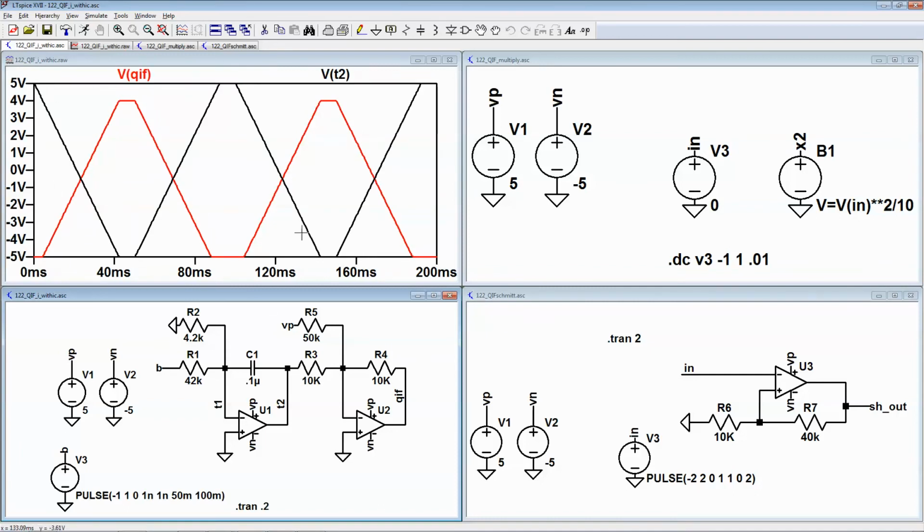This is going rail to rail, and now instead of going to 5 volts, it's only going to 4. I'm subtracting 1 volt. Now, why doesn't it go to -6? That's because I can't go below -5, which is the negative power supply rail.